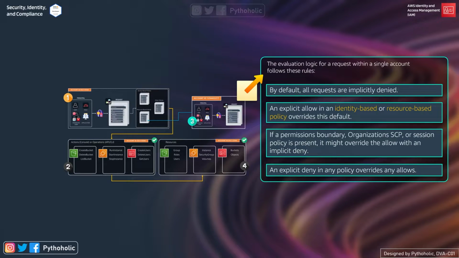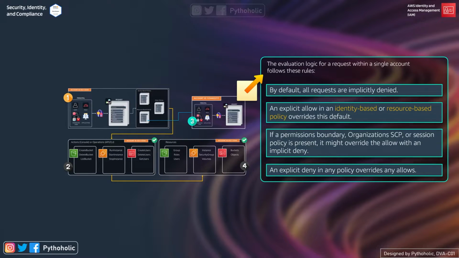Next is, if a permission boundary, organizational SCP, or session policy is present, it might override the allow with an implicit deny. For example, when you're working in a larger organization that has more than 100 or 150 accounts, the master account might use SCPs, or service control policies, to enforce certain restrictions on the accounts under its umbrella. For example, it might say that all sessions should last only for 1 hour, or all IAM create user or tag user operations are denied. In that case, it will override all the allows.